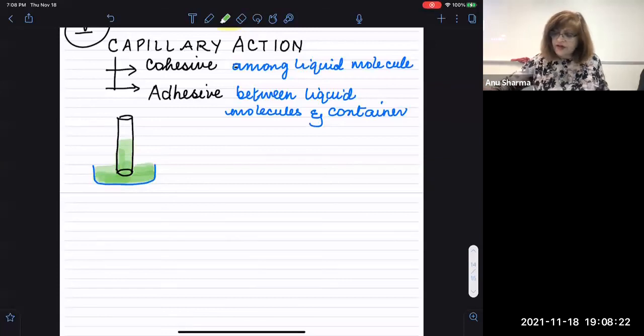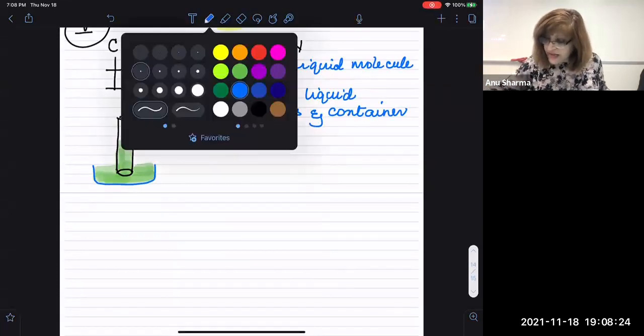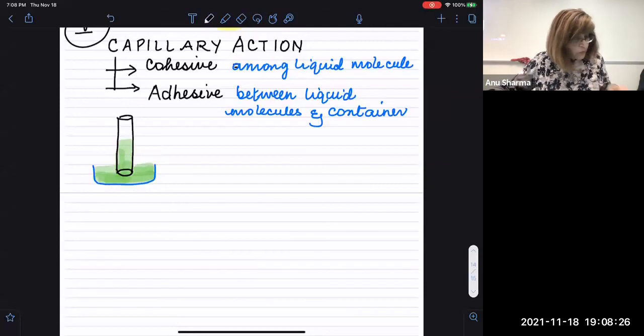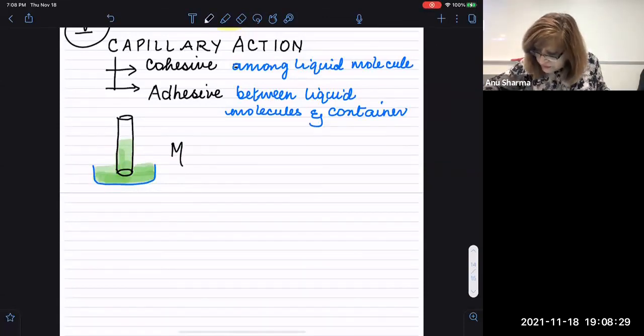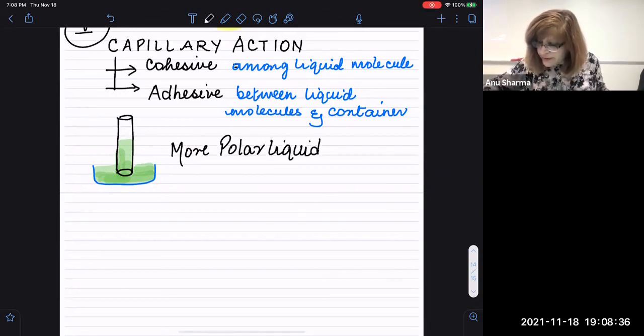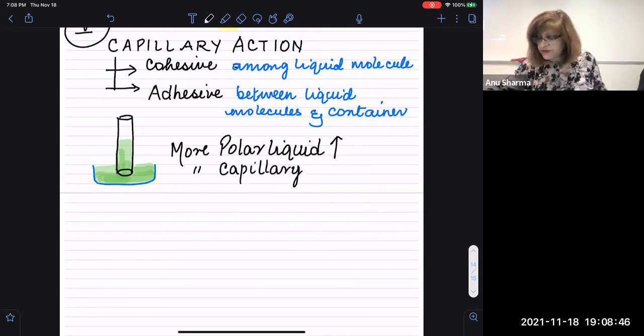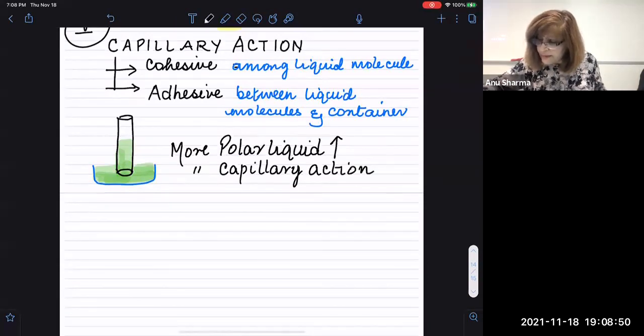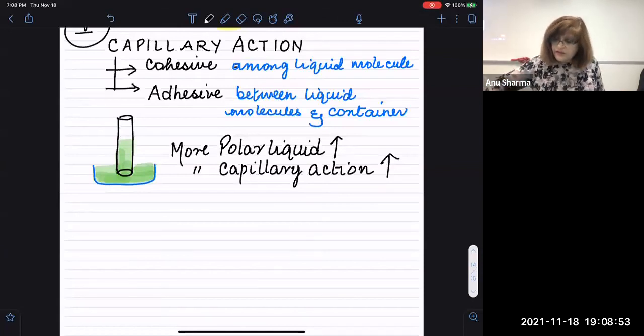It stays there. So the more polar the liquids are, once again, more polar liquids, the capillary action is going to be fast. More polar liquids, more capillary action. The faster they move up the capillary tube, the more the rise in the capillary tube. Okay, so they rise up more. Why? Because they stick to each other.